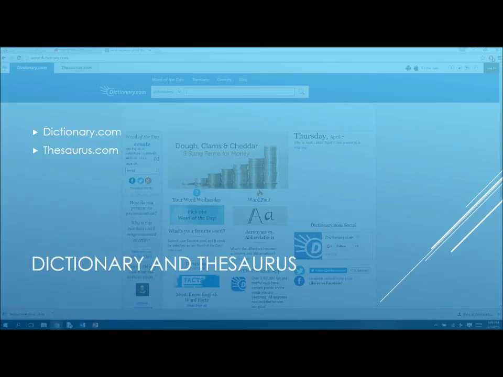Dictionary and thesaurus. These two things go hand in hand. You use the dictionary to help yourself understand the right way to use words, and the thesaurus to understand which are the words that best convey your meaning. These will generally be useful in editing, so we'll talk about these more later.